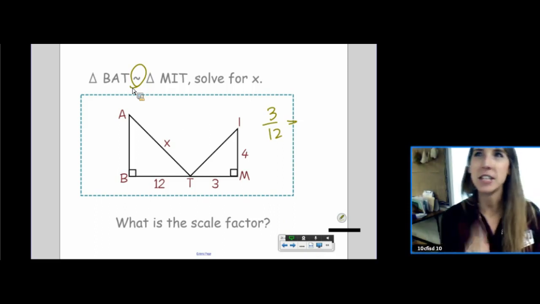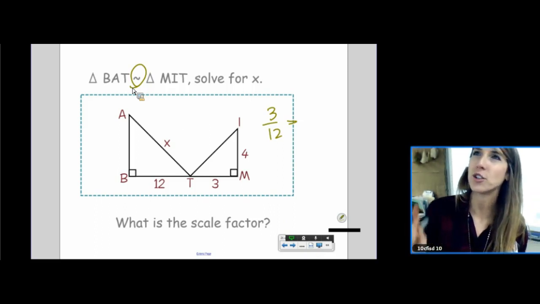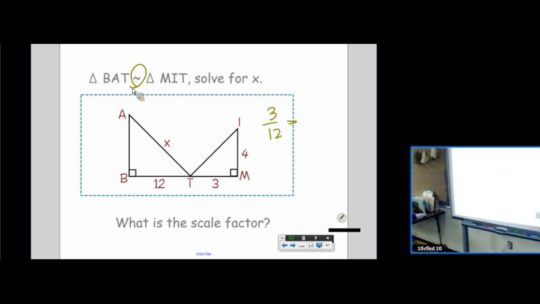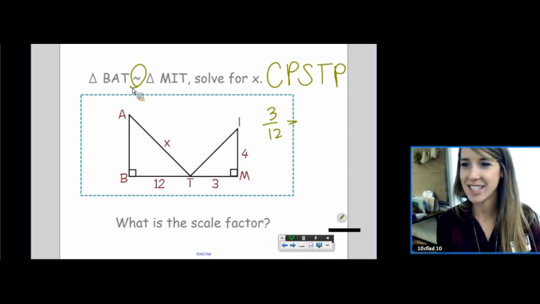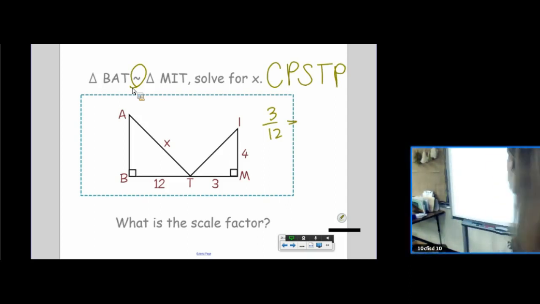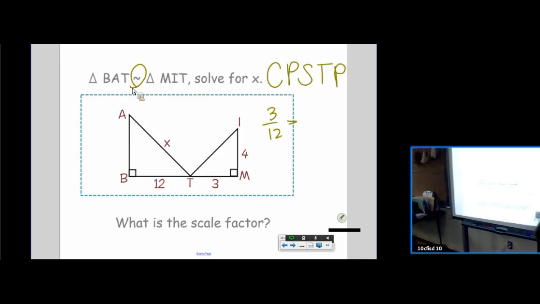Ooh, you remember how CPCTC, corresponding parts of congruent triangles are congruent? Let's make up a new one. Corresponding parts of similar triangles are proportional. Whoa. CPSTP. I just totally made that up. I've never done that before. Okay, anyway. So we can't compare this.